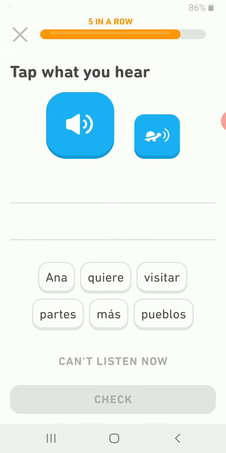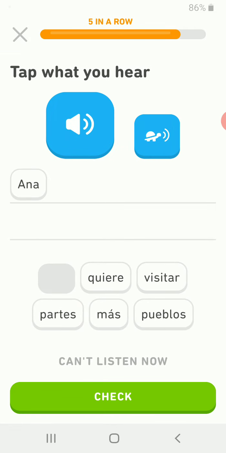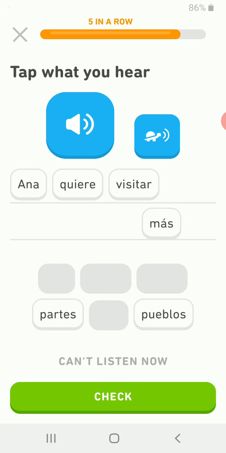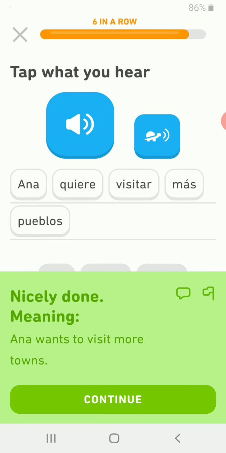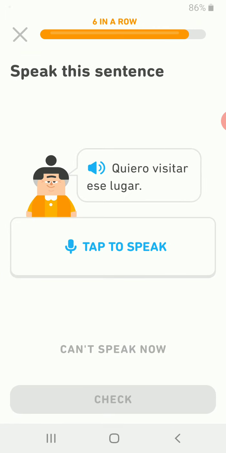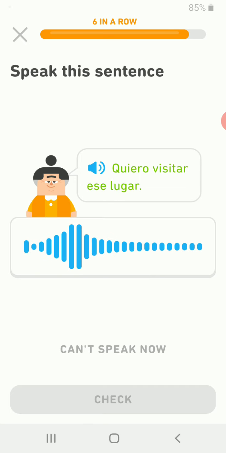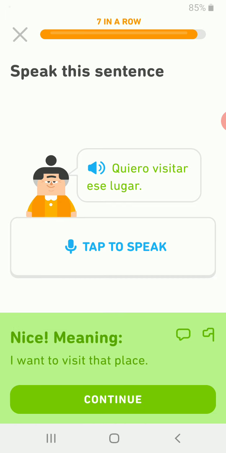Ana quiere visitar más pueblos. Very easy. Quiero visitar ese lugar. More, más is more. Quiero, perdón. Quiero visitar este lugar. Quiero visitar. There you go. I want to visit that place.